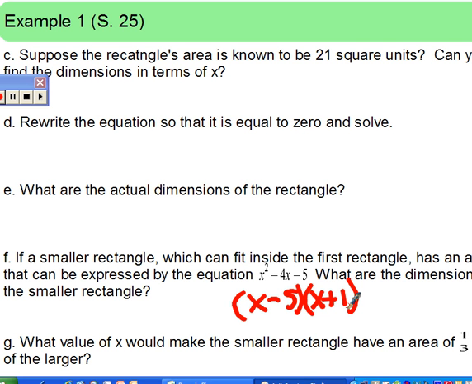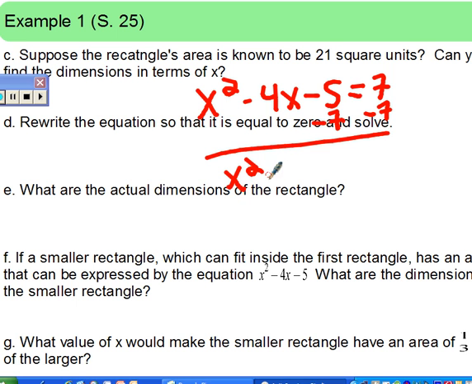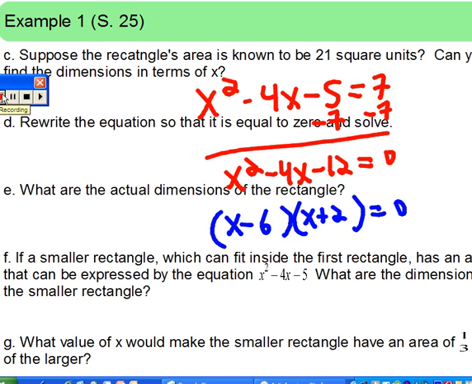Now go ahead and read and try G, and then come back when you're ready. Alrighty then. I believe that 1/3 of 21 is 7, so this is the equation that we want to solve. I want to make this equal to 0, so I can use the zero product property. So I'm going to subtract 7 from both sides and get x squared minus 4x minus 12 equals 0. Then I'm going to go ahead and factor this trinomial.